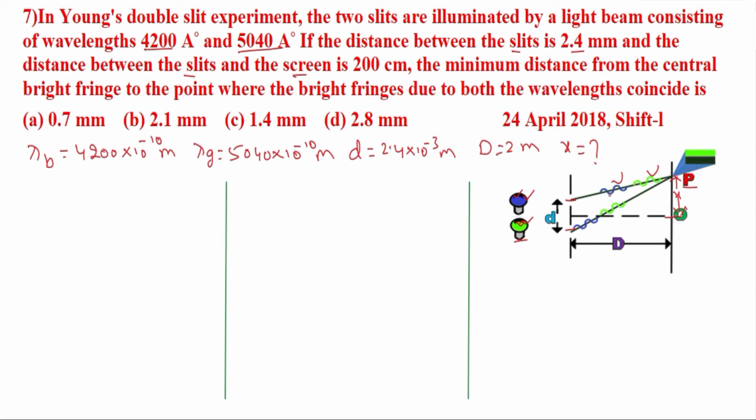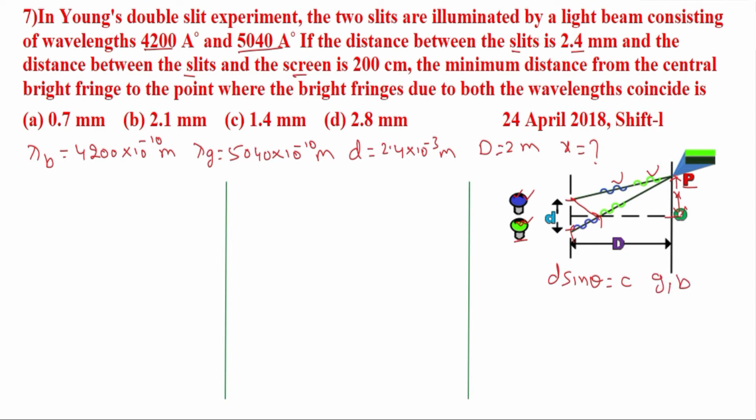Okay, since both are traveling along the same path, what will happen? Their path difference will be constant. That is, d sin theta will be constant, and this path difference is nothing but this distance. Okay, this distance will be constant in the case of green as well as blue. Okay, that is the first point.